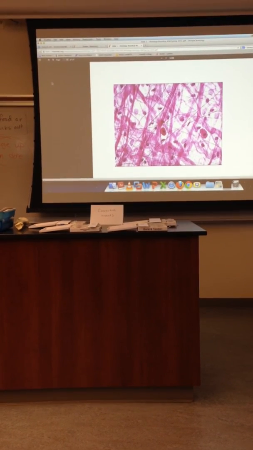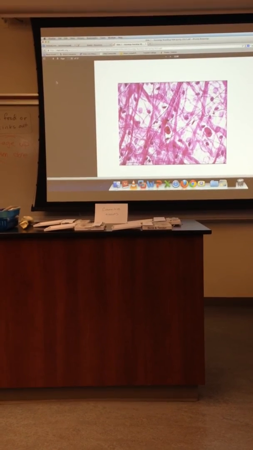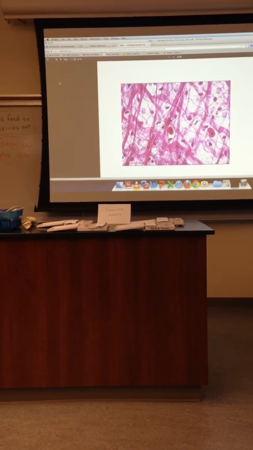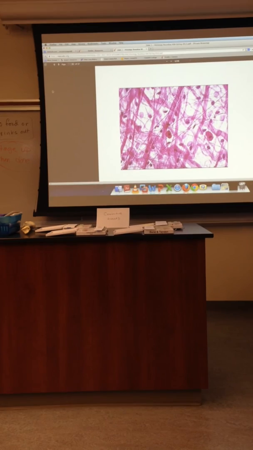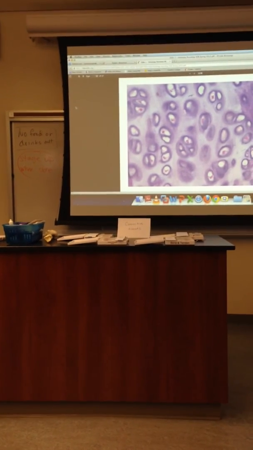Good, string thing, it's that string thing. It's kind of like a Jackson Pollock. What is it? Areolar connective tissue, good. Connective. Is that the one that had the smiley face? No.